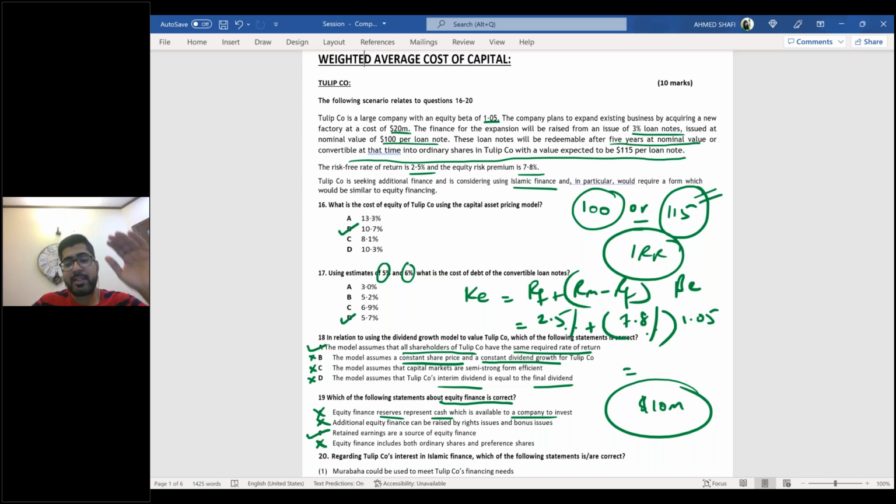Retained earnings are a source of equity finance, and this is the heading in the Kaplan text: retained earnings are a source of equity finance. Okay, any questions with respect to this? One year it was mentioned equity includes both ordinary shares and preference shares. Wrong, equity only includes ordinary shares. Equity finance represents cash, Director A clearly mentioned. Okay, you are asking about 18.